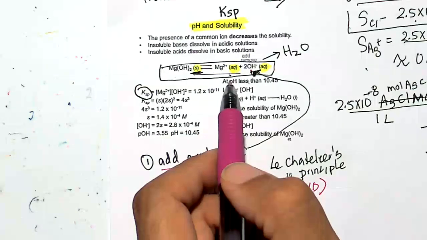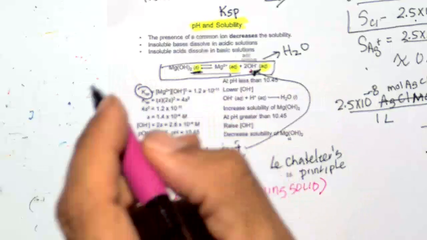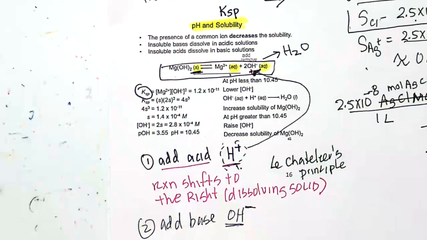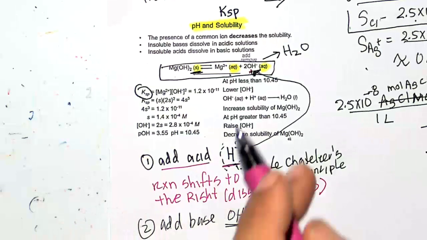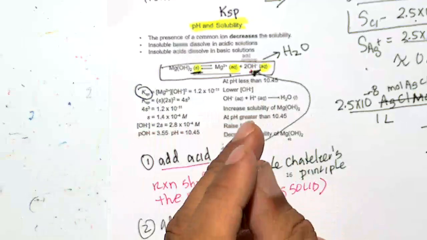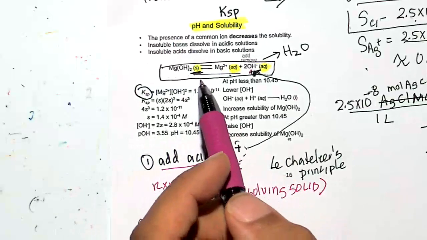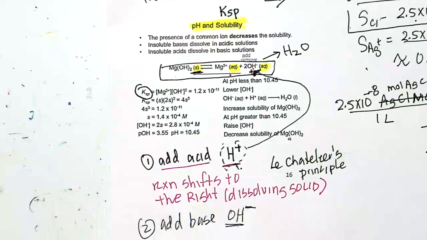Where will it go? Will it go to the side where there's more product, or to the side that's less product, if you add more product? The reaction will shift to the left, right? You add more of this, where will the reaction shift? Left. You add more of this.